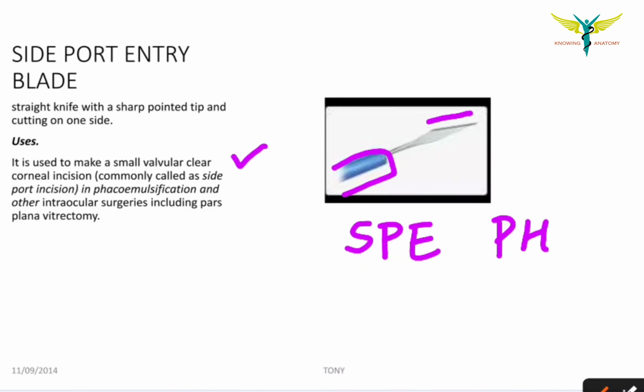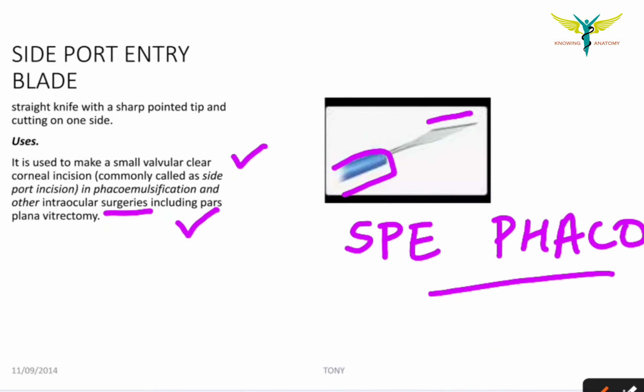So, it is used in phaco and also small incision cataract surgery. It is also used in other intraocular surgeries, including the pars plana vitrectomy.